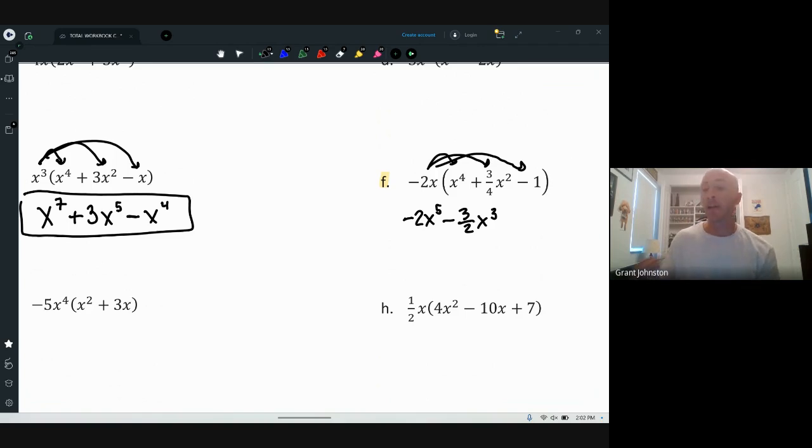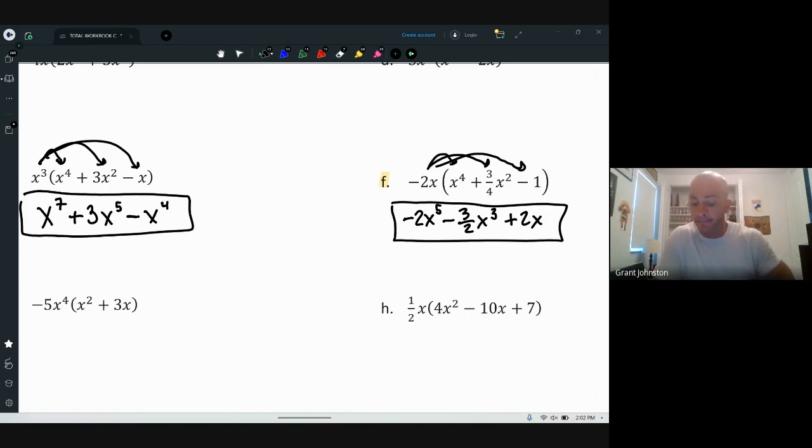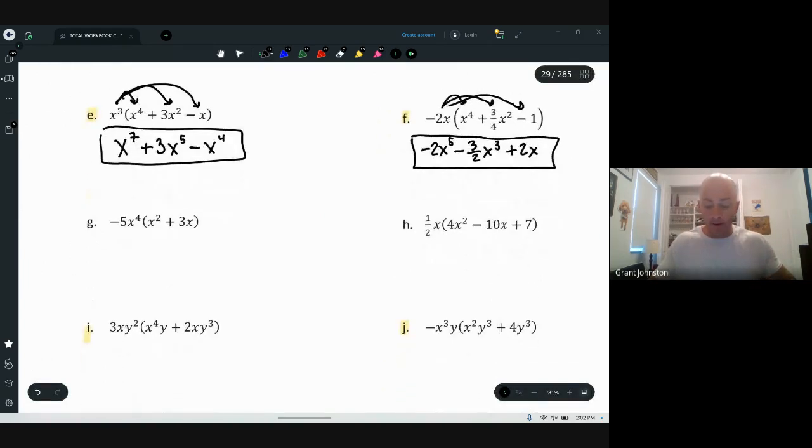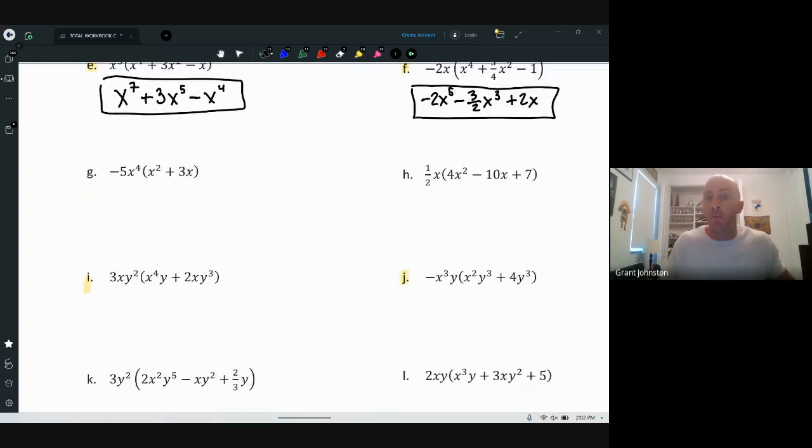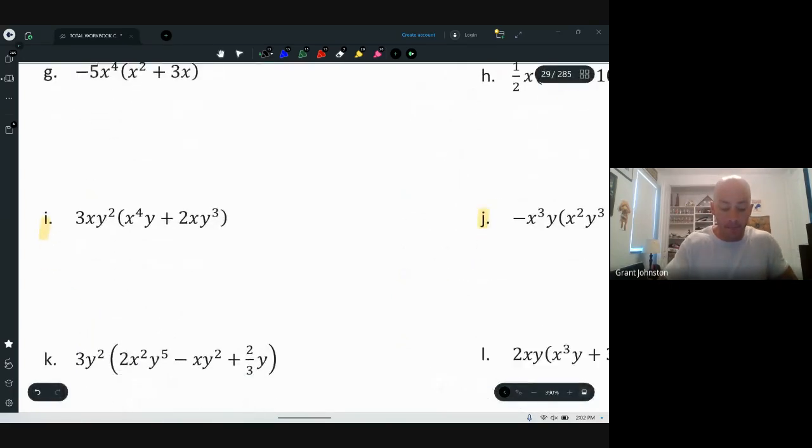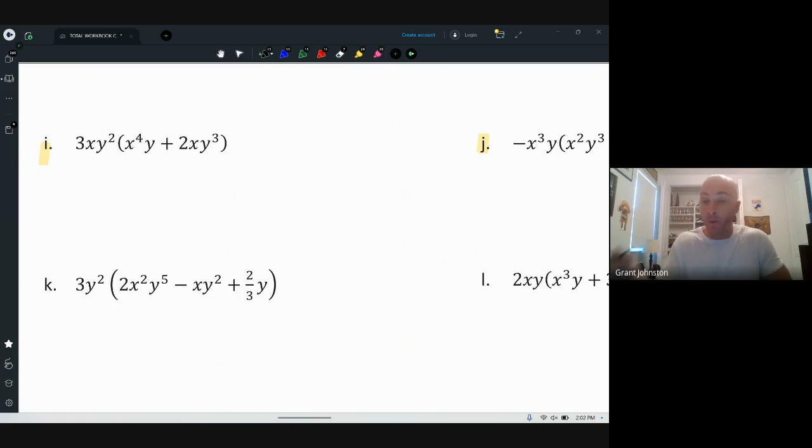And then negative 2x times negative 1. Well, negative 2 times negative 1 is positive 2 with an x on it. Now let me show you a couple where we actually have multiple variables. So we have an x and y involved in this. So I'm going to distribute the 3xy squared to the terms inside the parentheses.